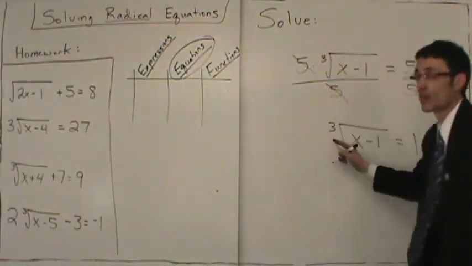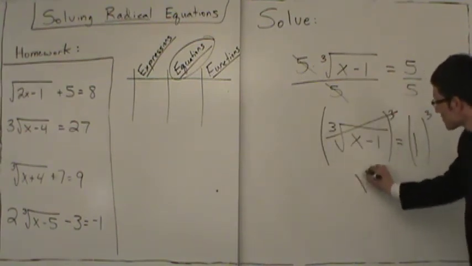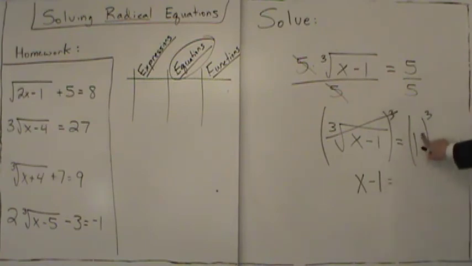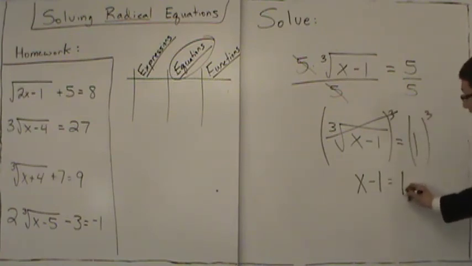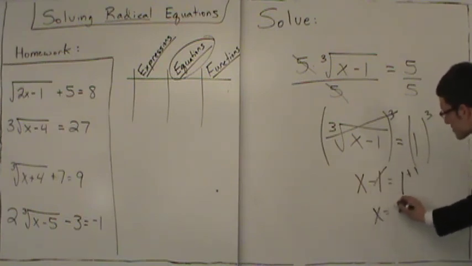And same thing. If we square a square root, we're going to cube a cube root. Put parentheses. Take it to the third power. Cube a cube root, these cancel. You're left with x minus 1 equals, well, 1 cubed is 1 times 1 times 1, which is just 1. Now, to get rid of the negative 1, just add 1. We get x equals 2.